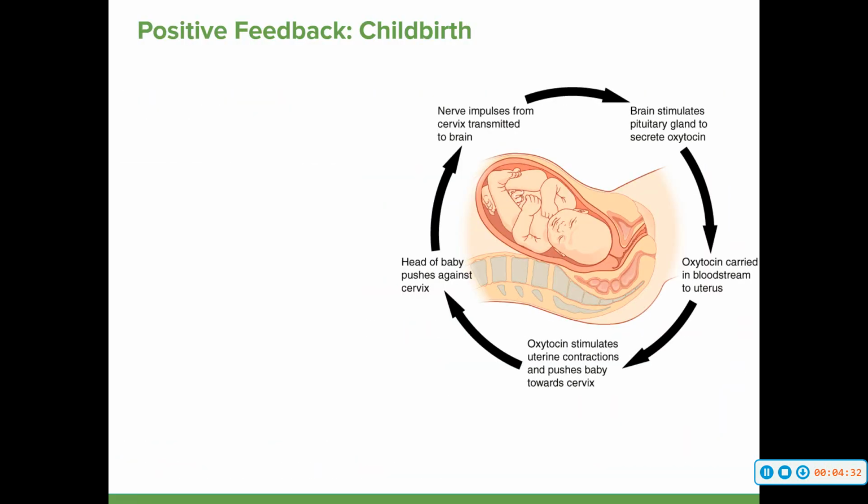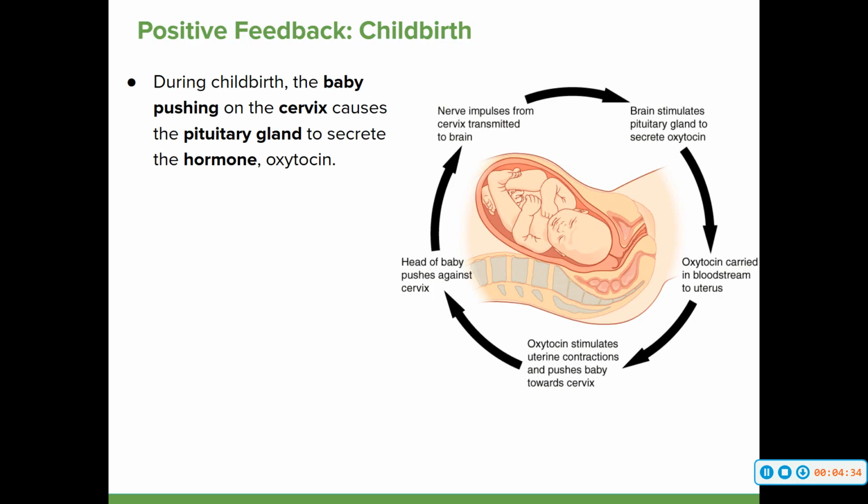Another example, again, in this case with humans, is in terms of childbirth. So the baby, once it's close to the end of going to be delivered, is going to kind of turn and face towards the cervix. And the cervix is kind of an opening to the uterus.